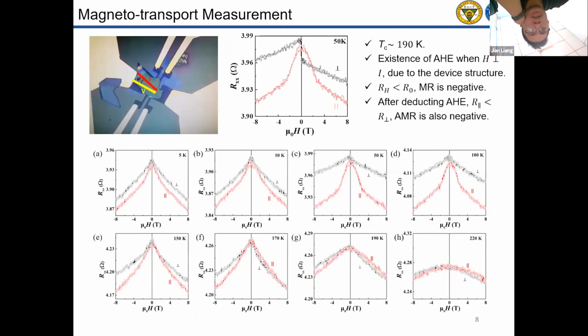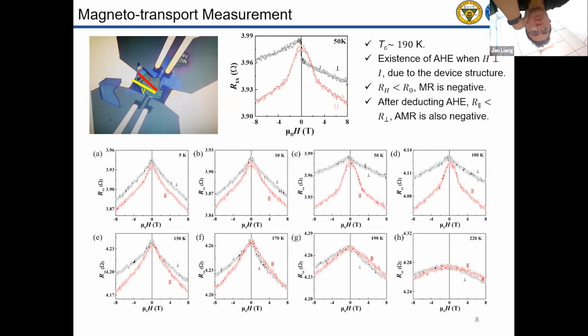Next, we go to the magnetoresistance measurement. It is the magnetic transport properties for the voltage detected in the current direction. We see that there is a jump. There is a jump of the resistance near the zero field.